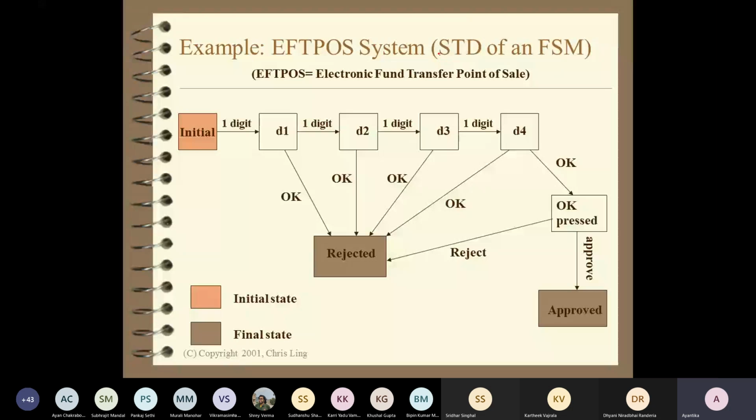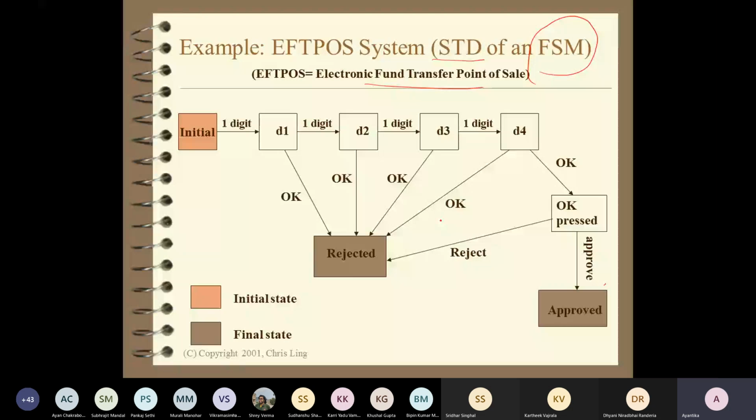When we are talking about the state transition diagram, here STD means state transition diagram of a finite state machine. What we do is consider the example of electronic fund transfer. That means you are entering a few digits, maybe your ATM pin, digit by digit, and once all the 4 digits are given, you press OK, and it is either approved or rejected. Based on that, you can proceed to your next operation.